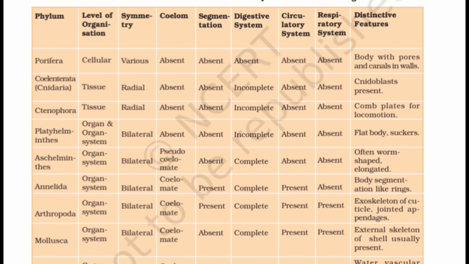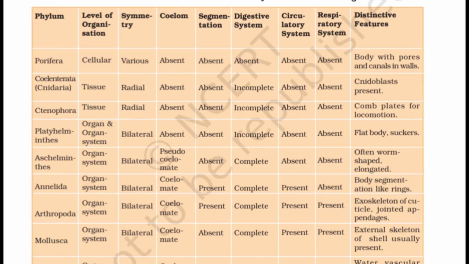Then phylum Aschelminthes. They have organ system level of body organization. Symmetry is bilateral. They are pseudocoelomate animals. Segmentation is absent. Complete digestive system. We told that they have a well-developed muscular pharynx, complete digestive system. And circulatory and respiratory systems are absent. Their distinctive feature is often worm-shaped, elongated.